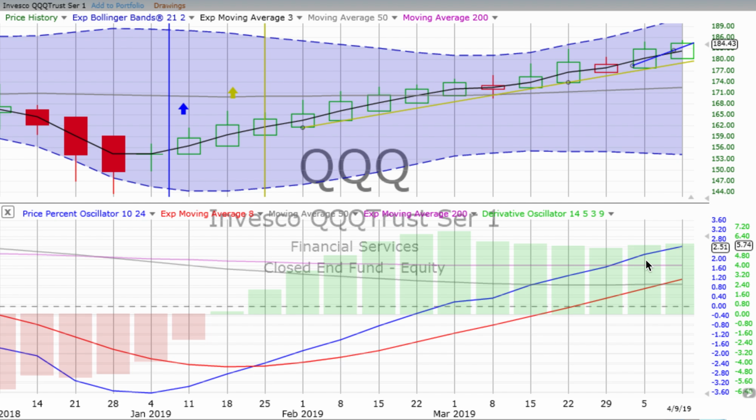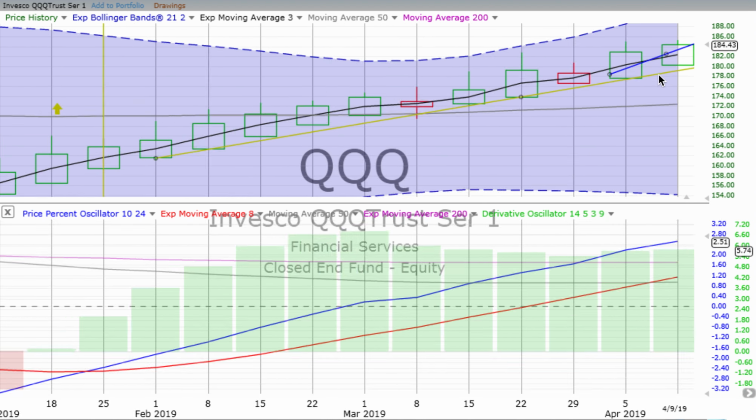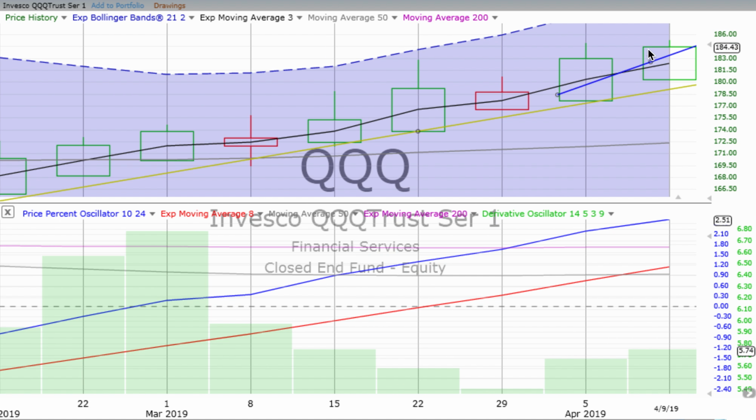Now, let's keep pushing through the charts. We look at the weekly chart on the Qs. We see the derivative oscillators gaining upward momentum a little bit. Price percent oscillator still heading up. And we can see as we zoom into the weekly that we are peaking above the prior week. The price movement is above the 2-day trend line, nicely above the weekly trend line.